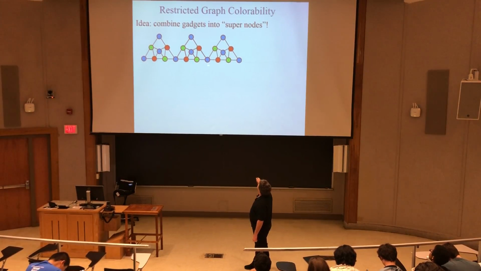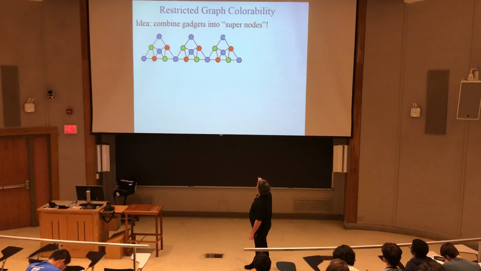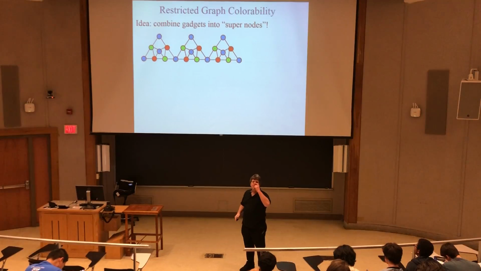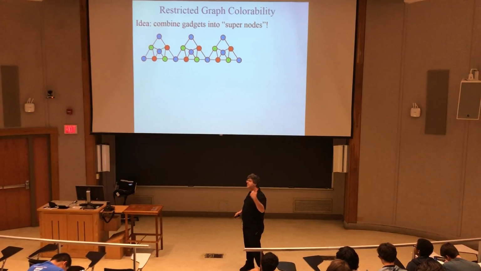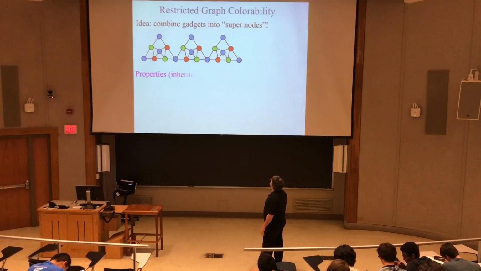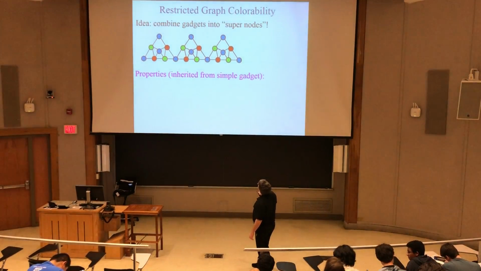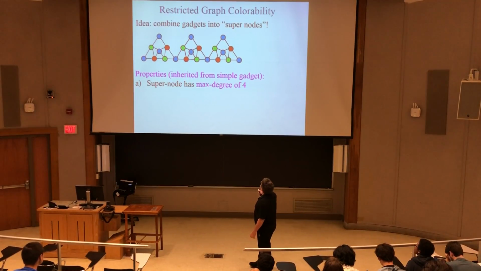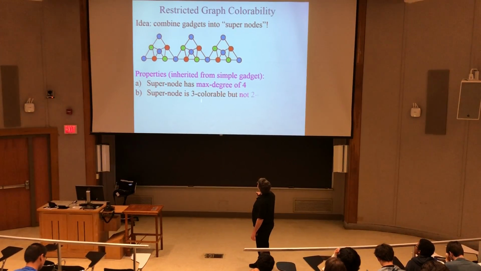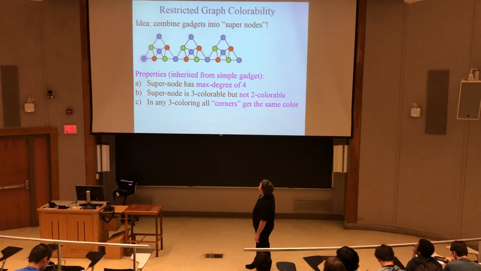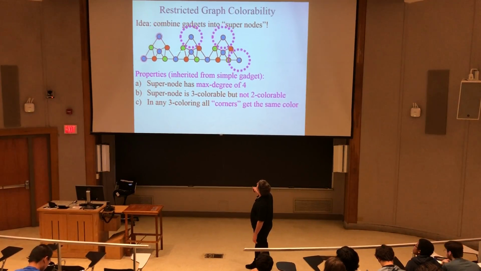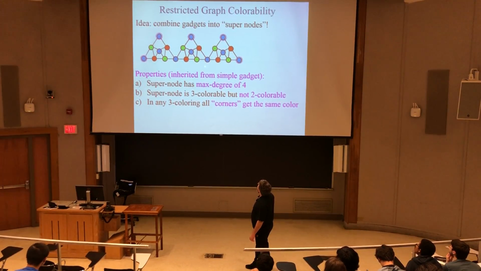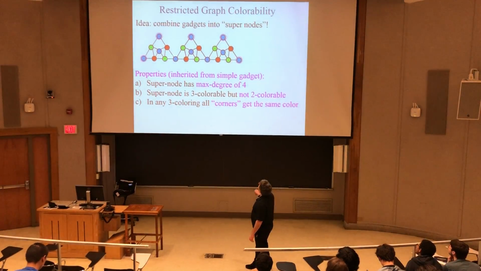So if you make one more copy and connect it like that by the tip, all these corner nodes, these edge nodes, must all have the same color as each other by the similar property that we have in the previous slide. These colors propagate. So these properties are inherited from the single copy of the gadget to multiple copies of the gadget. So again, it has max degree 4. It's three colorable, but not two colorable. And in any three coloring, all corners get the same color. So whatever three coloring you induce on this super gadget, it's multiple copies of the regular gadget, all these circle nodes must get the same color.